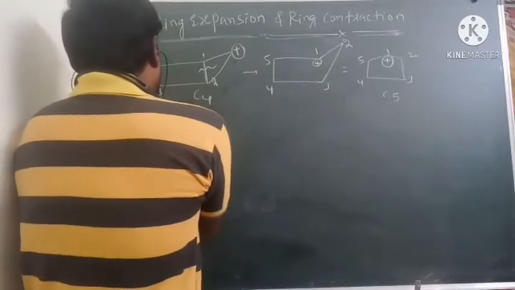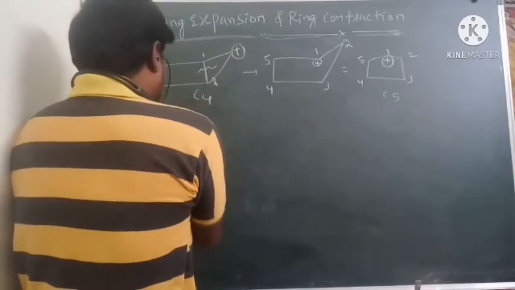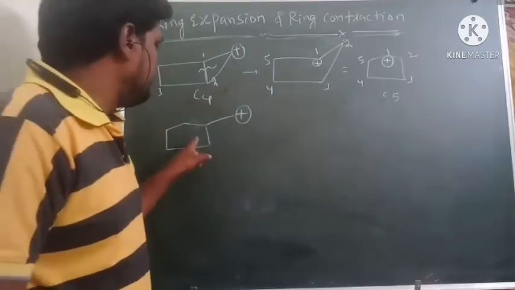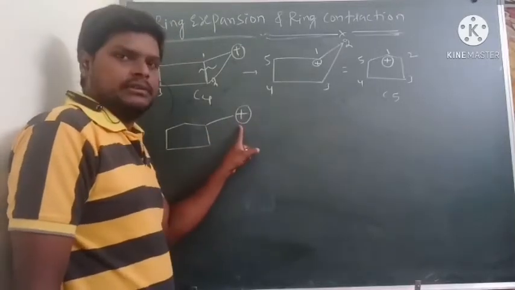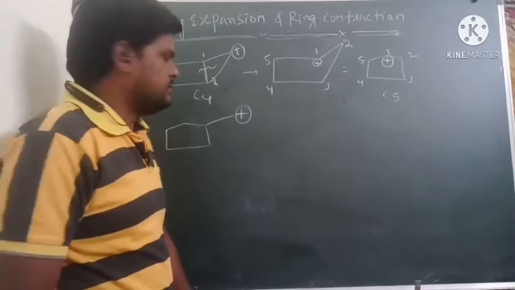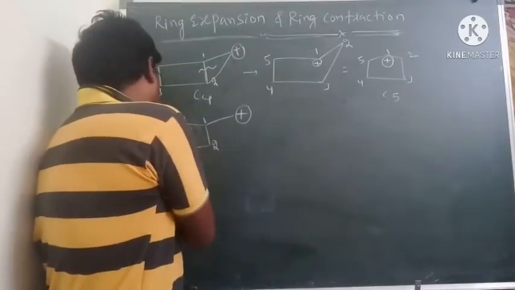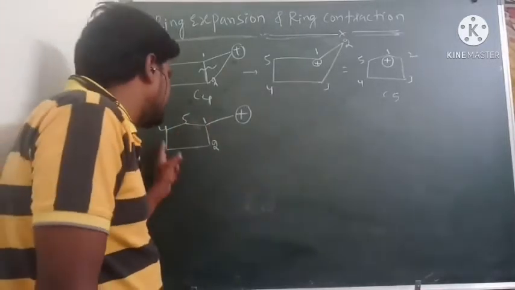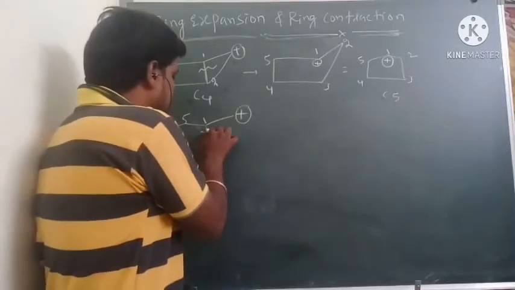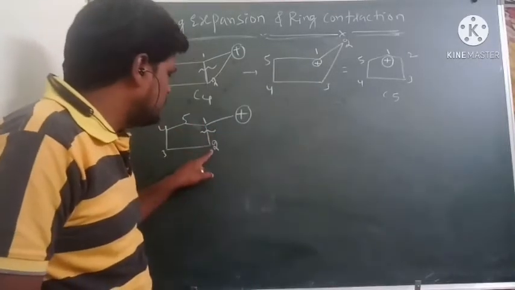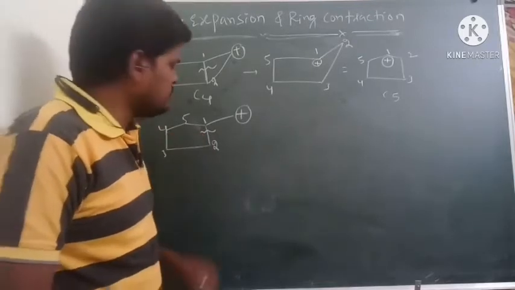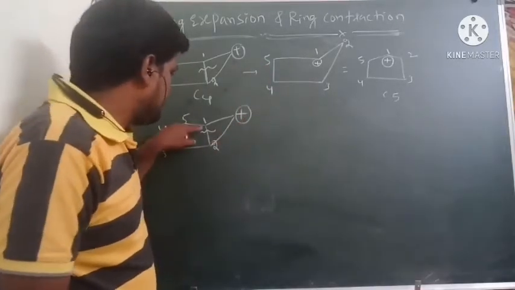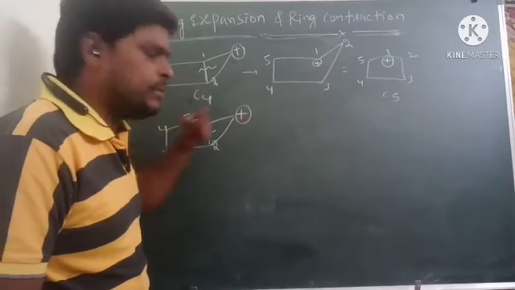Next, one more example. Here also the positive charge is outside the ring, so it also undergoes expansion. Numbering 1, 2, 3, 4 and 5, this is a 5-membered ring. In this case the covalent bond between carbon 1 and carbon 2 should break. The second carbon immediately bonds with the positively charged carbon, and the first carbon, having lost a bond, gets the positive charge.